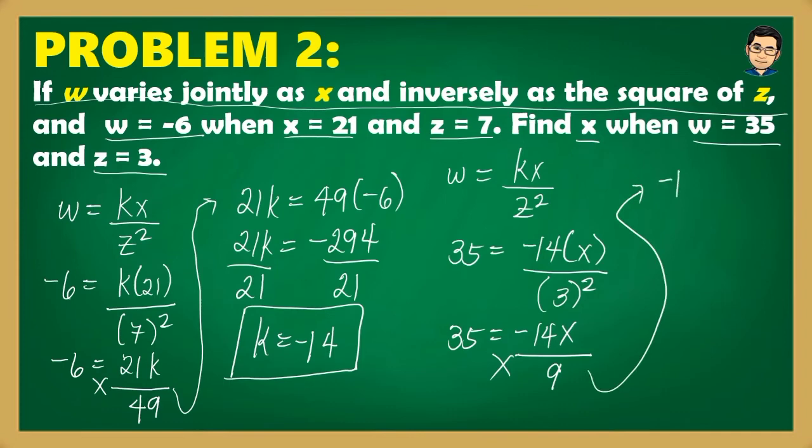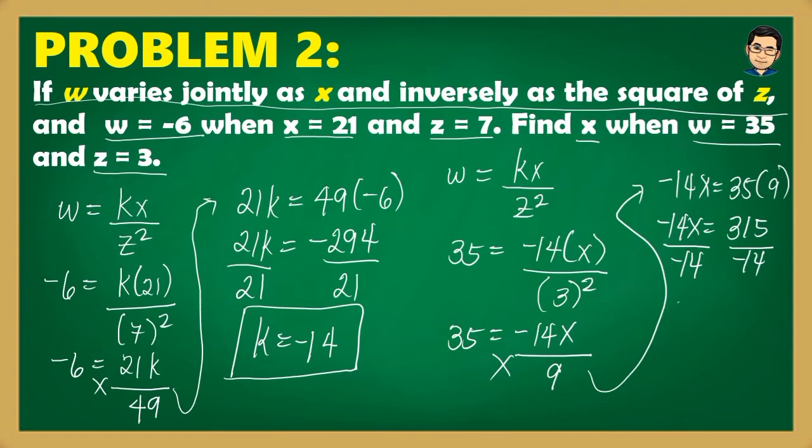Negative 14X equals the product of 35 and 9. So the product of 35 and 9 is 315. Now, i-divide natin siya by negative 14.